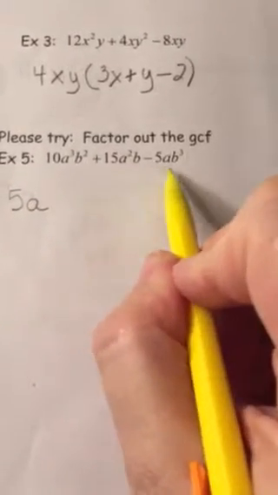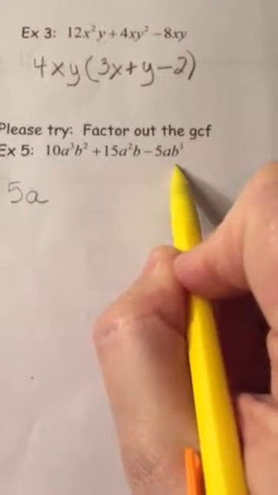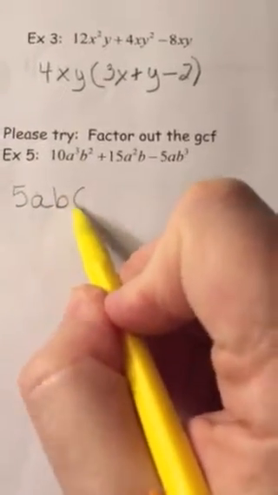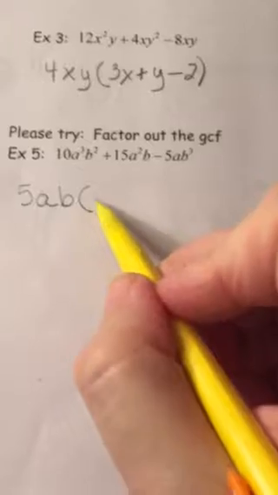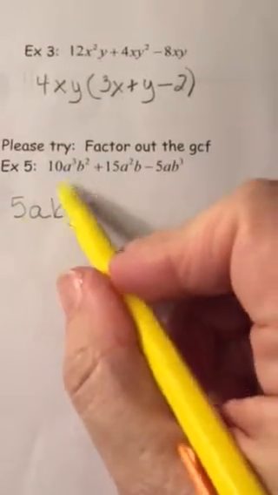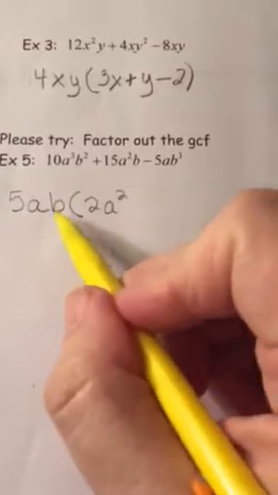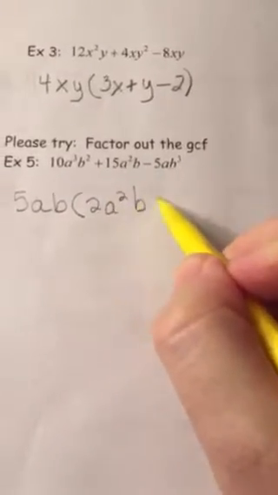B squared, b, and b cubed. Everybody has a b in common, so I take out the smallest exponent. 10 divided by 5 is a 2. A cubed divided by a is an a squared. B squared divided by b is a b.